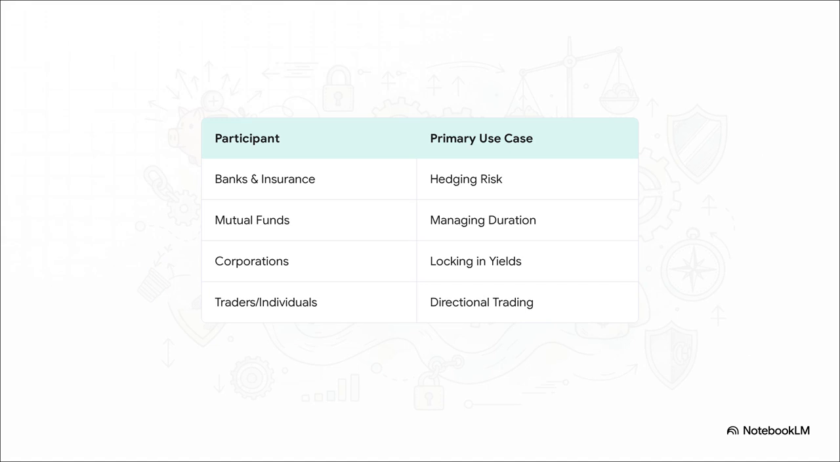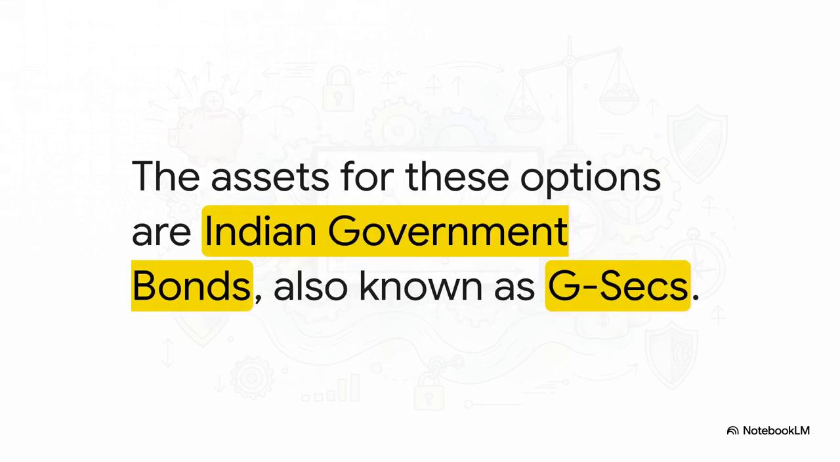You've got banks and insurance companies using them to protect their huge bond portfolios. Mutual funds use them to tweak their fund sensitivity to rate changes. Corporations might use them to lock in a borrowing rate for a future project. And of course, you've got traders and individuals who are using them to bet on which way they think interest rates are going to go. And it's super important to remember, for the options we're talking about on the NSE, the thing they're based on, the underlying asset, is an Indian government bond, what's often called a GSEC.